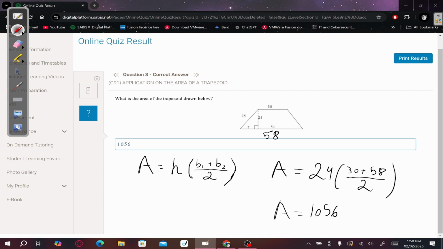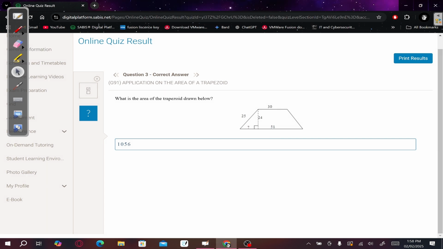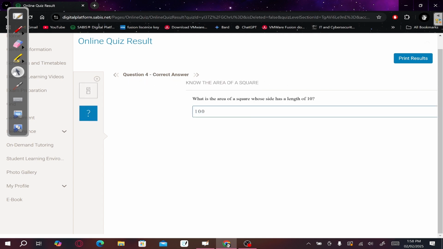Now here they don't give you units and you don't need to add it. In case they do this in the written part though, if they don't give you any unit, just say u for unit squared, because the area is the unit squared. This is our actual answer. They didn't need the u squared part, so we're just gonna leave it as 1056, and we move on to the next question.